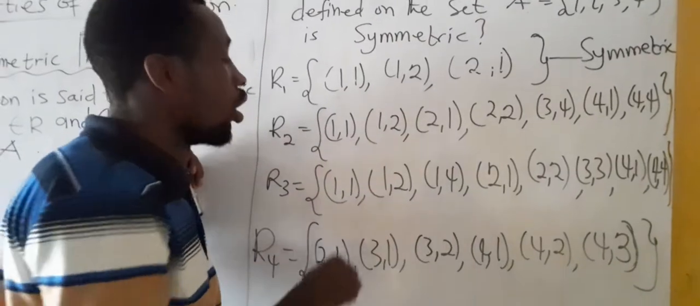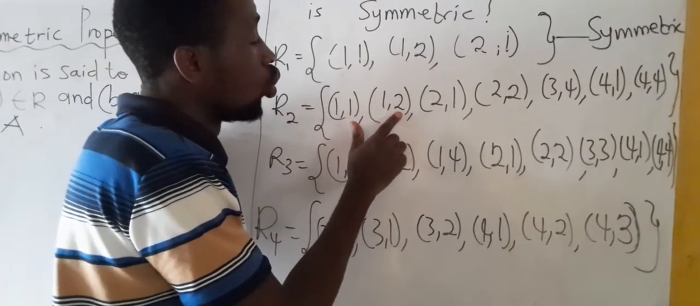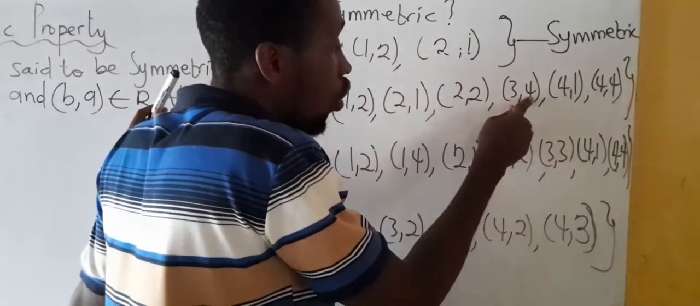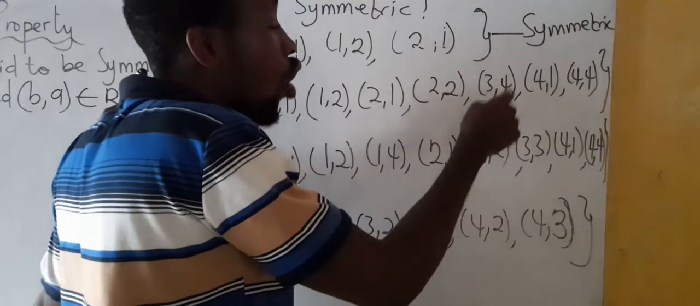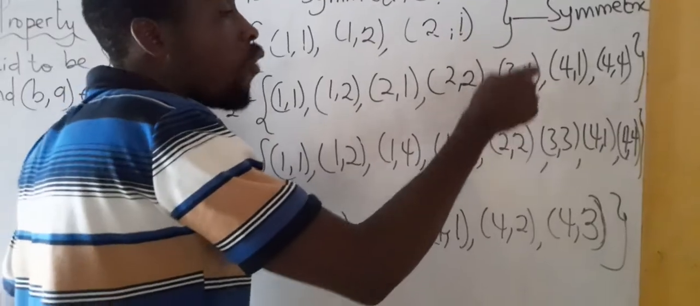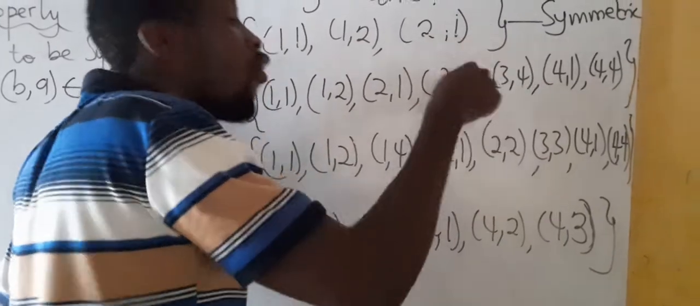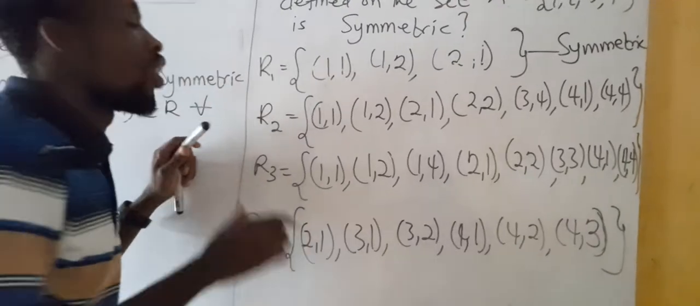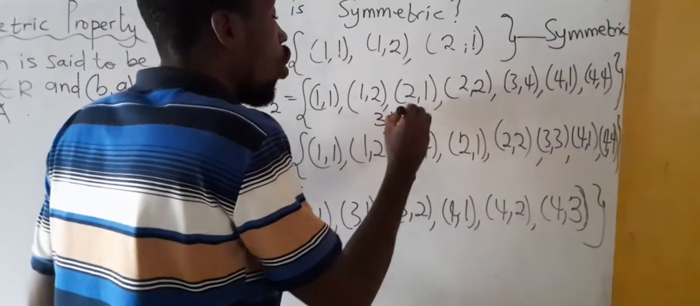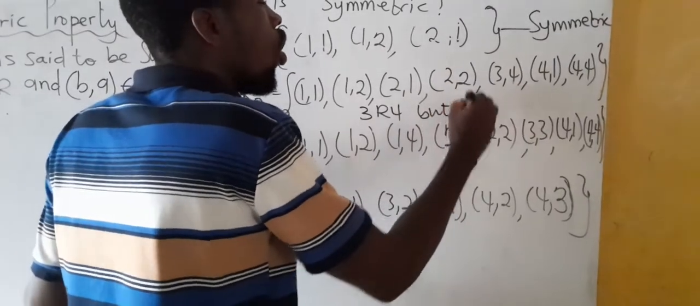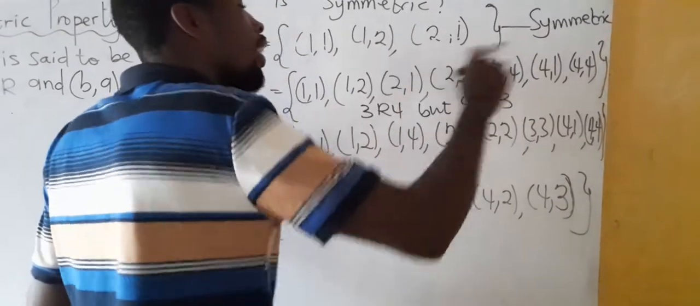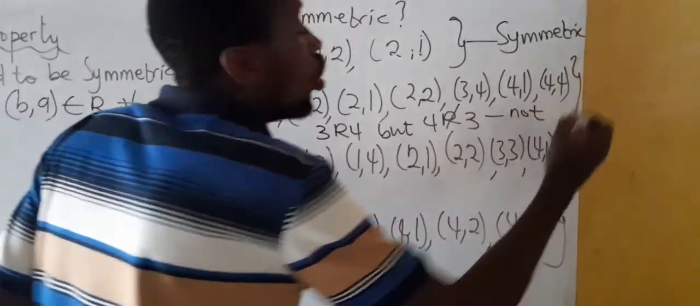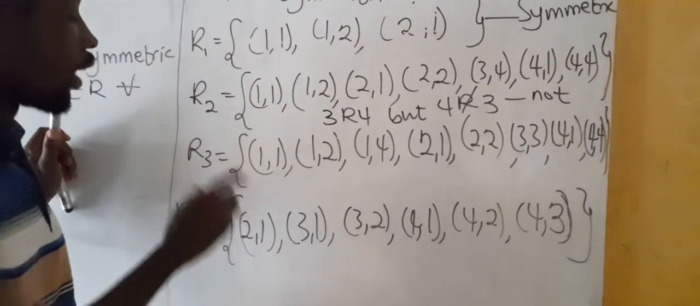Let's check this one. 1 relates 2. Does 2 relate 1? Yes. Let's come here. 3 relates 4. Does 4 relate 3 in this set? Do we have the other pair, (4, 3), since we have (3, 4)? If no, then the set is not symmetric. So we say that 3 relates 4, but 4 does not relate 3. So this set, R2, is not symmetric.